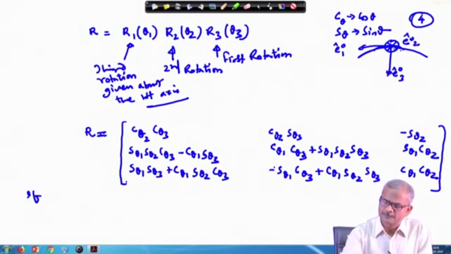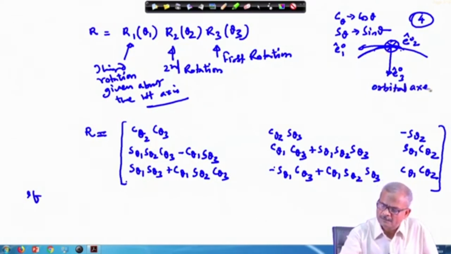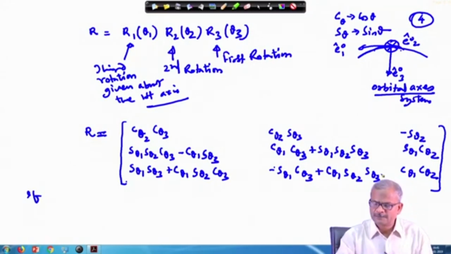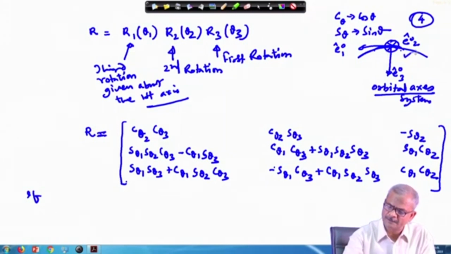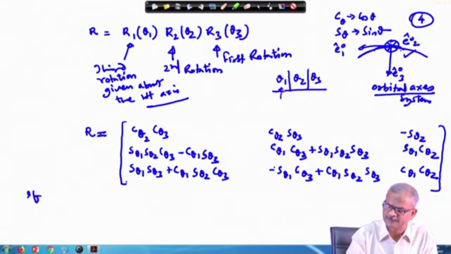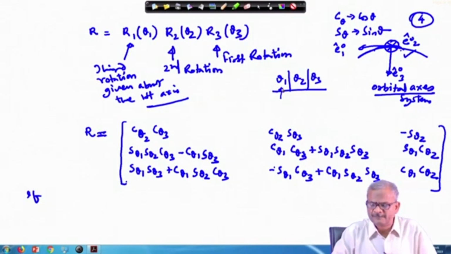So, with respect to this particular orbital axis system, your body is getting oriented. Okay. So, the body axis will get oriented with respect to this particular axis system. So, how is that getting oriented? It is getting oriented in terms of theta 1, theta 2, theta 3, these three angles. So, the first rotation you are giving about the third axis, the second rotation you are giving about the resulting second axis, as we have discussed, and similarly the third rotation is given about the resulting first axis.